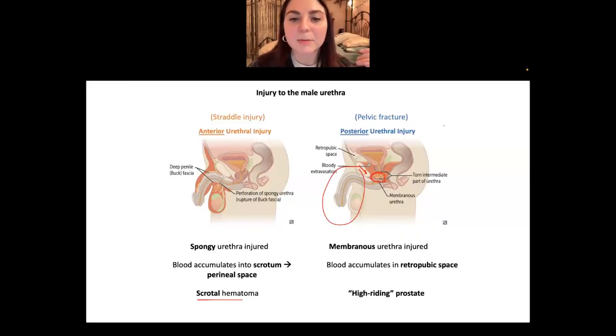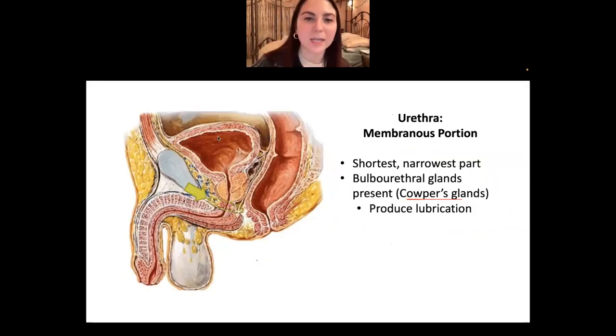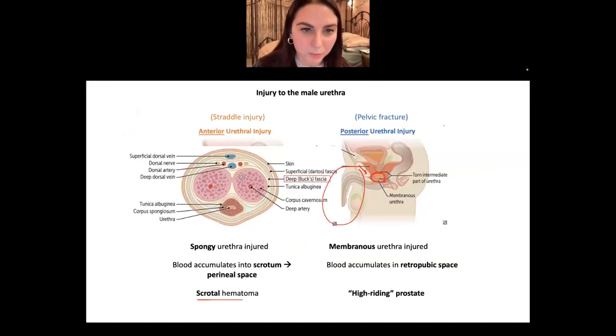But what's going to happen is basically the retropubic space starts accumulating with blood. And retropubic is going to be behind the pubic bone. And you'll learn about this a little bit more in H&P. There's a lot of free space in this area. You can kind of see it a little bit here. It doesn't really look like there's much free space, but basically all of this area now starts filling with blood. So they'll say, oh, it looks like the prostate is high riding, because all this blood basically pushes the prostate up. So they'll say, oh, it's a high riding prostate.